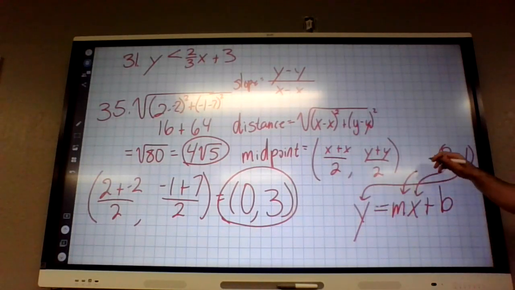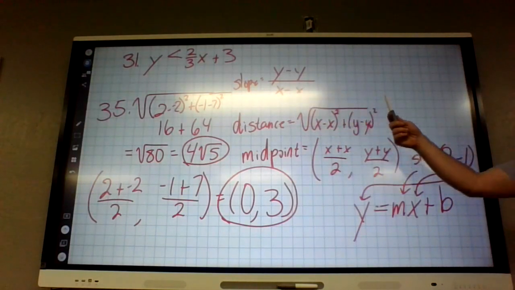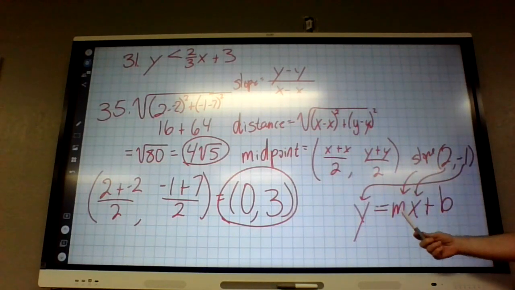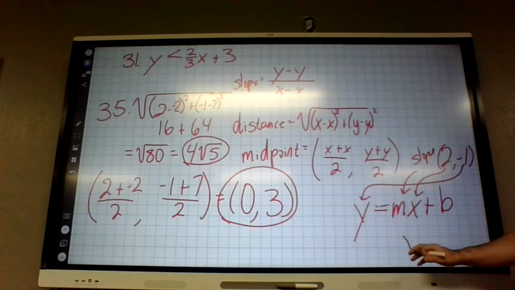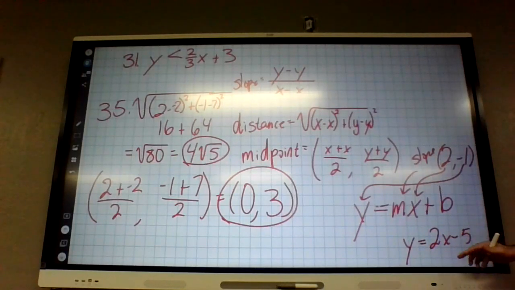Wait, Mr. Jordan, you said we're trying to find the slope on number 18. So why did you do that and not the y minus y over x minus x? Once you use that to get the slope on 18, then you plug it into the slope intercept. Okay, let me write down slope. Your answer is going to be something like y equals 2x minus 5. That's not right, but I'm just saying, something like this.